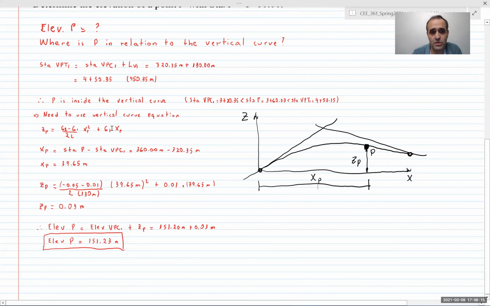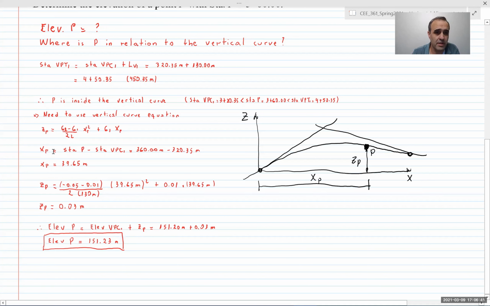So this is all I'm using. I told you the other day, this equation I remember. I find it easy to remember. You can have it in your notes. So the C value that I'm customizing with P, just to indicate it is the elevation of that point P relative to the beginning of the curve, is (G2 minus G1) divided by 2L times X squared plus G1 times X, okay? So I put X sub P on there.